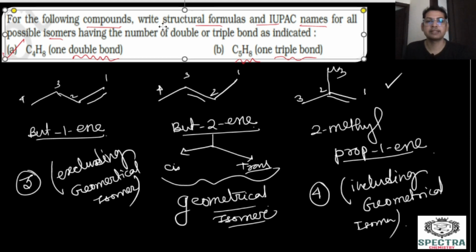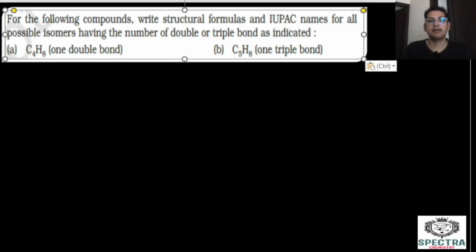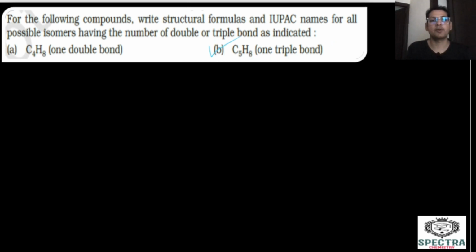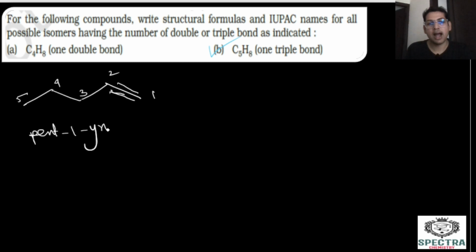Okay, so let's take this question again and go for option number B. So C5H8. So 1, 2, 3, 4, 5. And I put a triple bond here. Again, this is not a proper structure of a triple bond. A triple bond should be a straight line, but it's okay, no problem. So sir, 1, 2, 3, 4, 5. So the name of this is pent-1-yne.